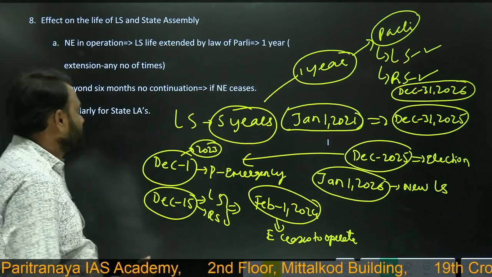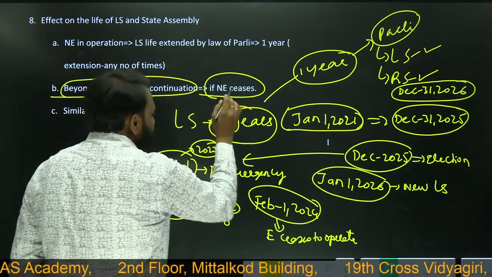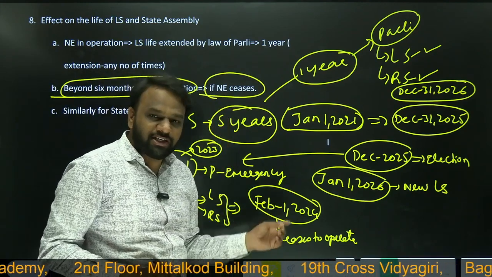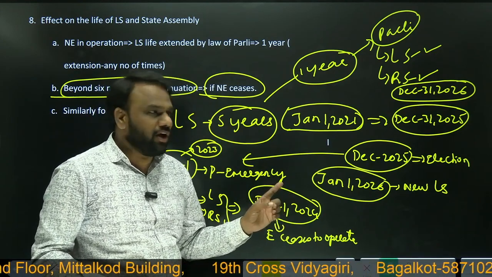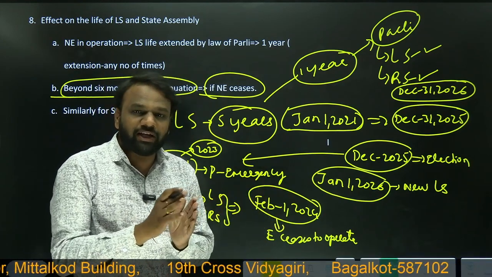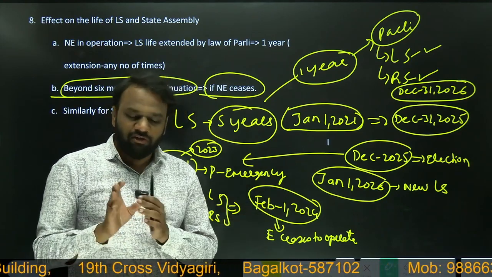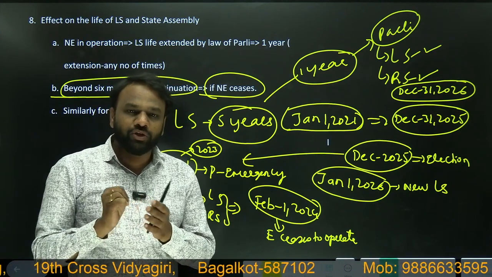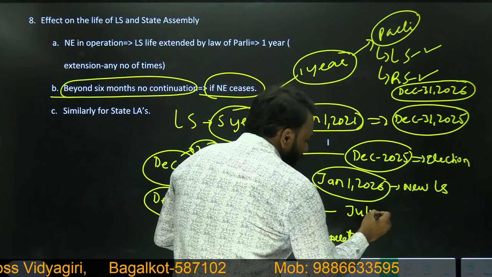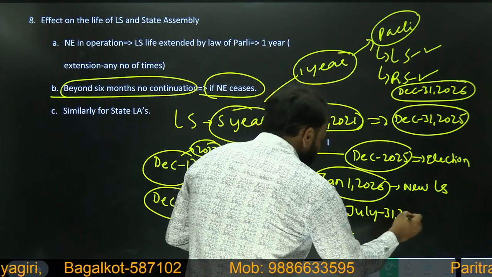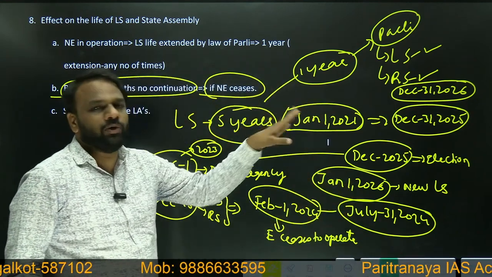No. Very important. See here, beyond 6 months, no continuation if national emergency ceases. It means if national emergency ceases, when it stops operating, then from that day onwards, the life of Lok Sabha cannot extend beyond 6 months. It means from February 1, if you calculate 6 months, February, March, April, May, June, July, it means in this case, on July 31, 2024.